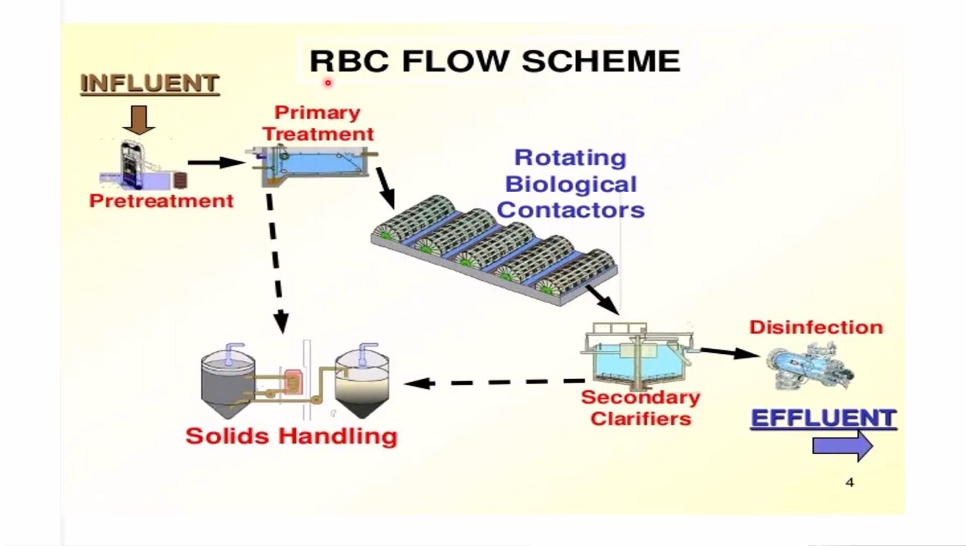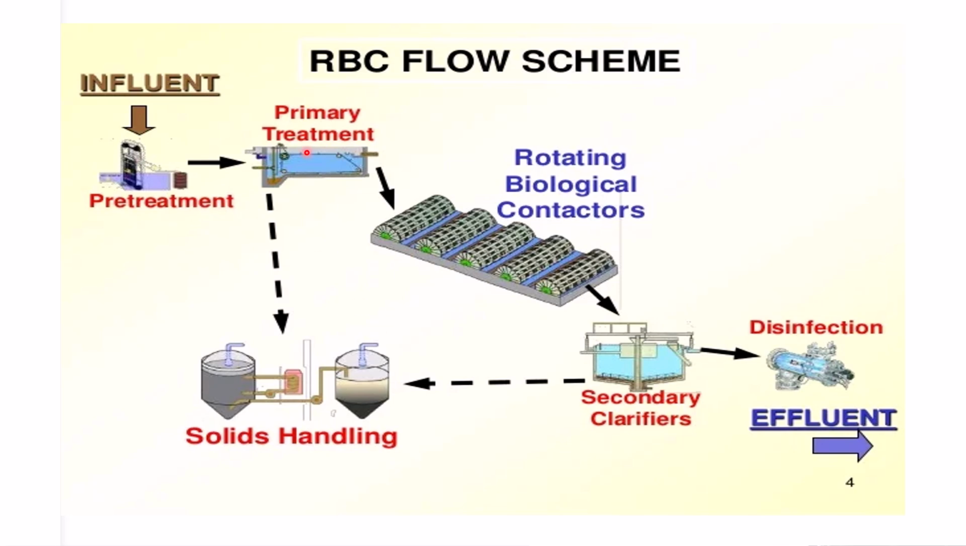So in this slide, we will take a look at the RBC flow scheme, a step-by-step process used in wastewater treatment using a rotary biological contactor. So let's begin. The influent, which is raw sewage or wastewater entering the treatment plant, first undergoes pre-treatment. In pre-treatment, the large solids, grit and debris are removed using a screen and grit chamber. This step protects downstream equipment.